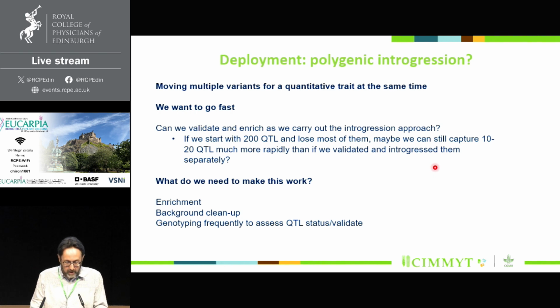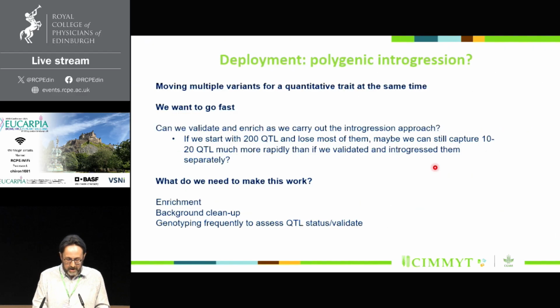Well, we need to enrich. We need to clean up the backgrounds. We're going to have to genotype frequently, because if we just keep on crossing, we're going to lose QTL. We want to assess the QTL status at the same time as validating. So we can validate if the markers are still segregating, but also we need to see if they are still segregating in the first place.